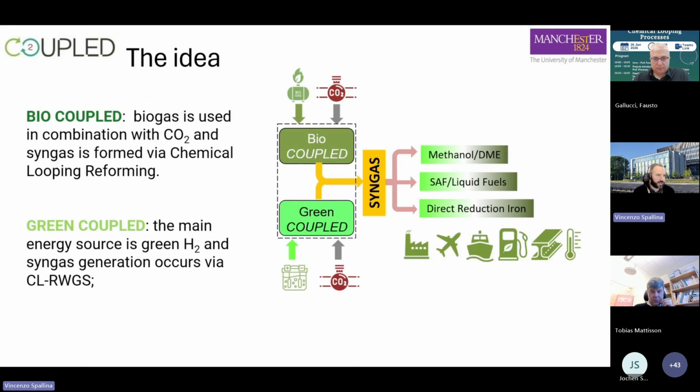So what is the idea behind COUPLED? The idea is to develop two different approaches for syngas production, and the syngas is then moved to the production of potential liquid fuel or methanol, or used for direct reduction of iron. In the case of syngas production, we are looking at one option, which is chemical looping reforming, where we will use biogas and CO2. The second option is reverse water gas shift, where we will use green hydrogen and CO2.